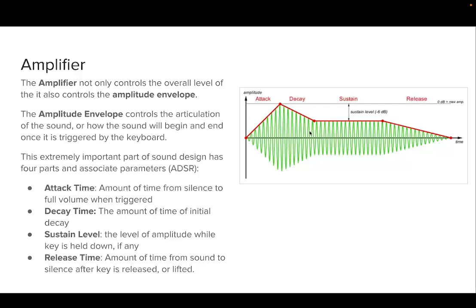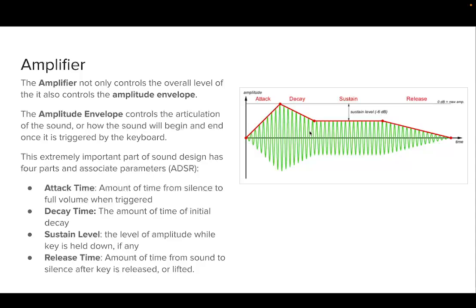The amplitude envelope is the characteristics of the sound that provide its personality, from staccato to legato to smooth to percussive to bowed to bell tones. All of these different sounds have different amplitude envelopes that are customizable in any synthesizer.